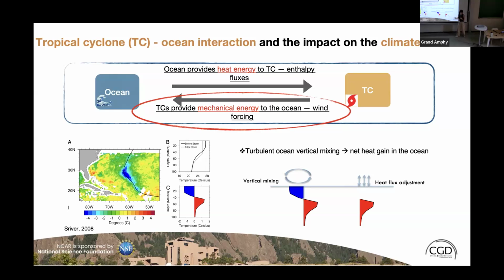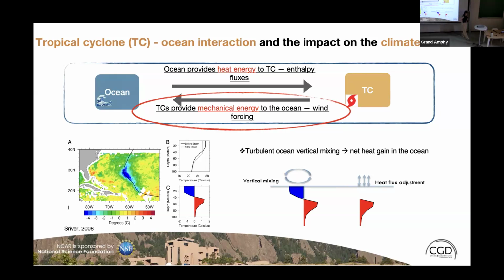So this is intriguing. Through this process, ocean vertical mixing induced by tropical cyclones eventually comes to a net heat gain into the ocean. So tropical cyclones put heat into the ocean interior.